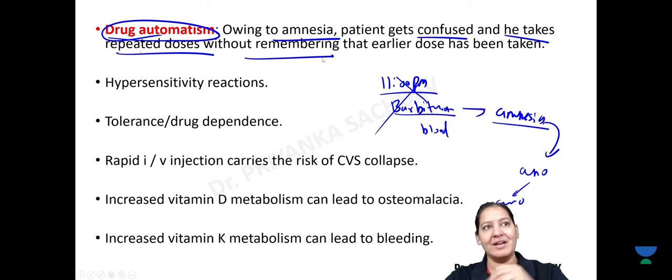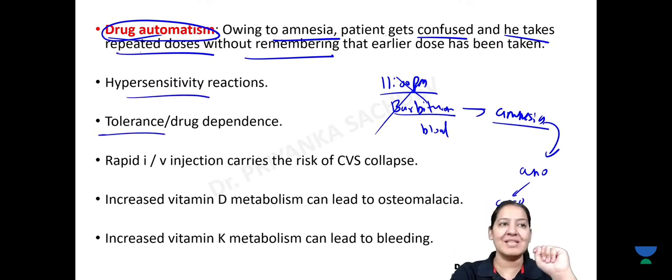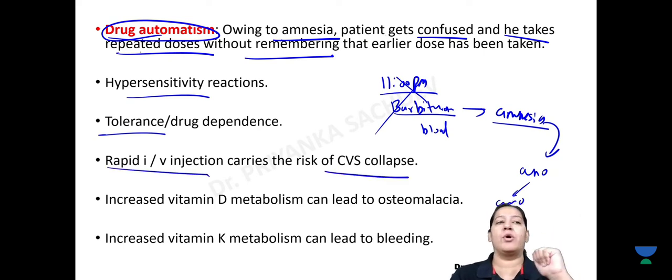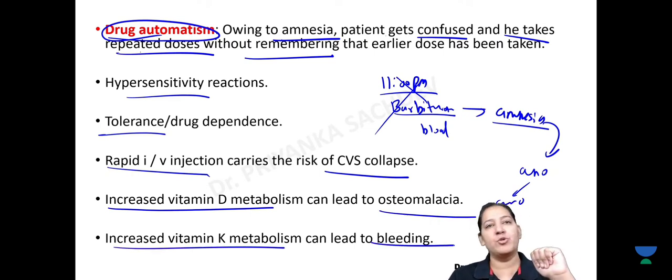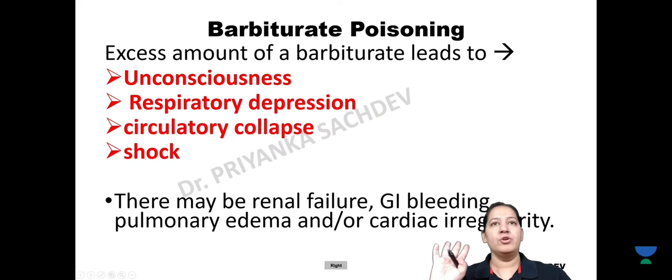Have you got it? Hypersensitivity can be there. Tolerance can be there. Rapid IV injection can cause serious collapse, right? Increased vitamin D metabolism can lead to osteomalacia. Increased vitamin K metabolism can lead to bleeding. These all are the adverse effects. You should know the adverse effects.